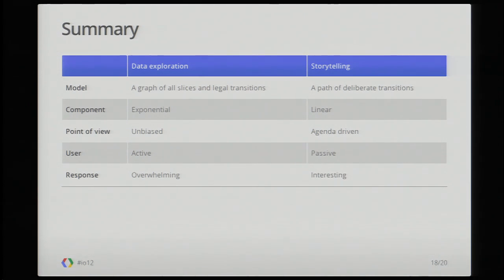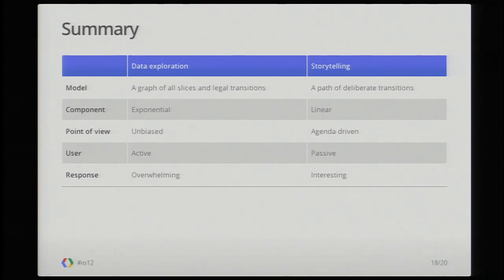Data exploration, as Yinnon explained at the beginning of this talk, is essentially looking at the exponential number of slices of data, where all of the legitimate moves that your controls provide form one big graph that the user could navigate through. Storytelling, on the other hand, is you making a very careful decision on what slices of data you want to show and in what sequence and tempo in order to emphasize a certain point. So one has exponential components, the other one has linear components.